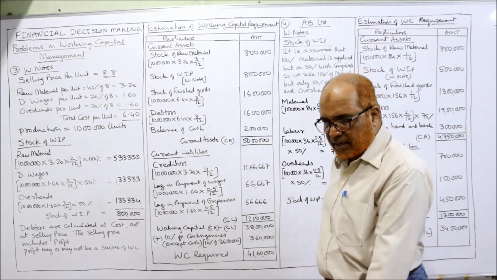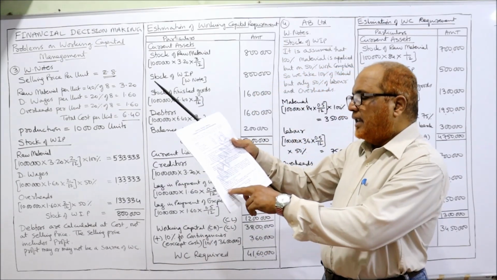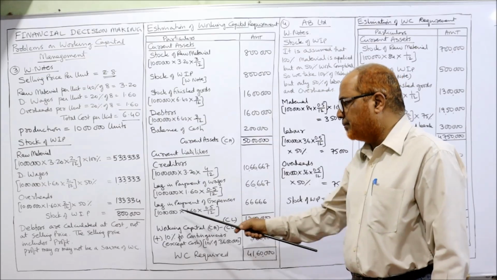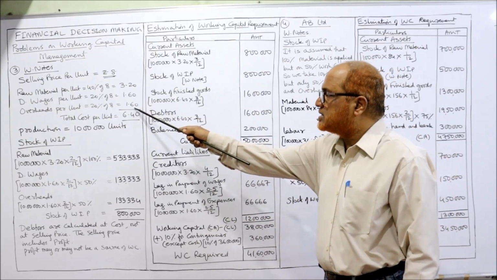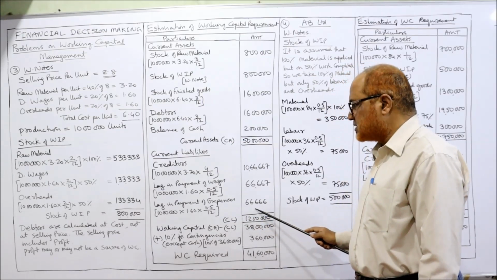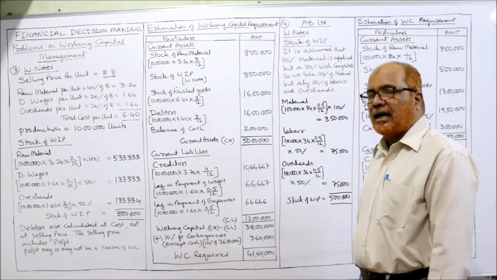Similarly, lag in payment of expenses is also given. Lag in payment of expenses is half month. So 0.5 by 12, same. 10 lakh into 1.6, the overhead per unit, into 0.5 by 12, 60. Take the total, you will get 12 lakh.